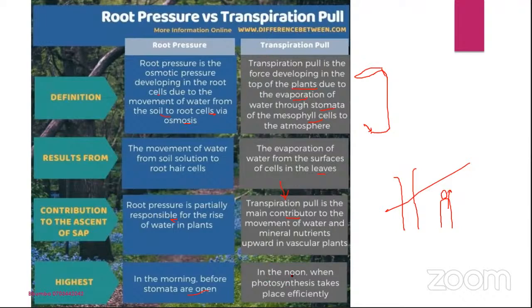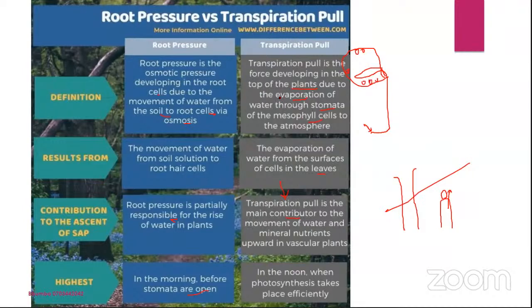But for transpiration pull, it's not easy to observe, unless you get a polythene bag tied around leaves. After some time you'll see water droplets on the polythene bag. That's how you'll be able to see both.